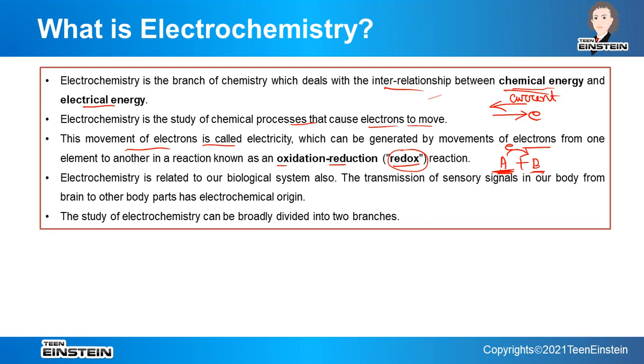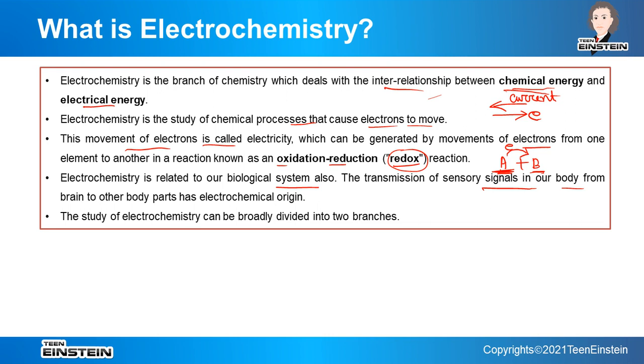Whenever there is any oxidation, there must be a reduction, because if some species is giving electron, obviously some other species has to accept the electron, right? So it is related to our biological system also. That means it is a very interdisciplinary subject. Its application is huge. The transmission of sensory signals in our body from brain to other parts also has some electrochemical origin.